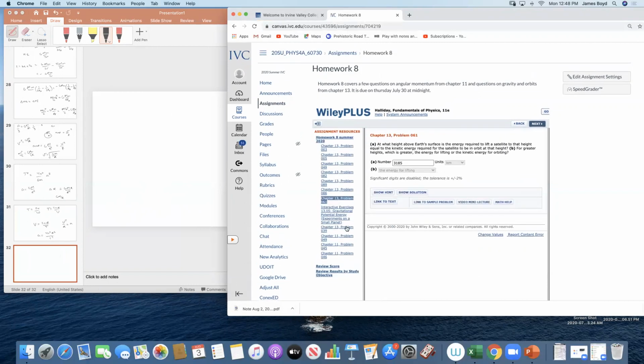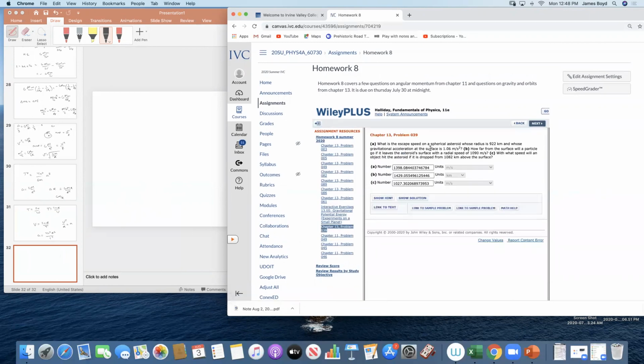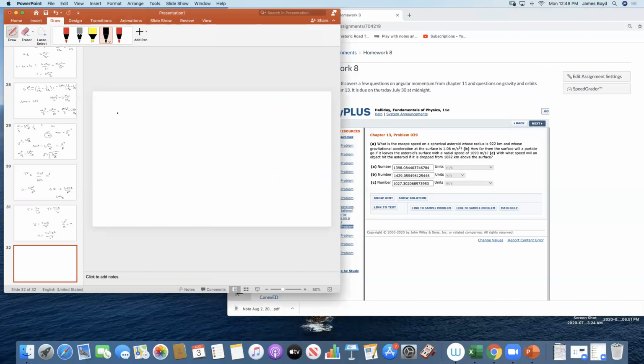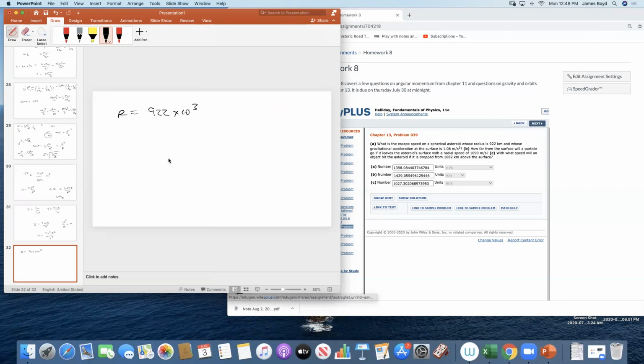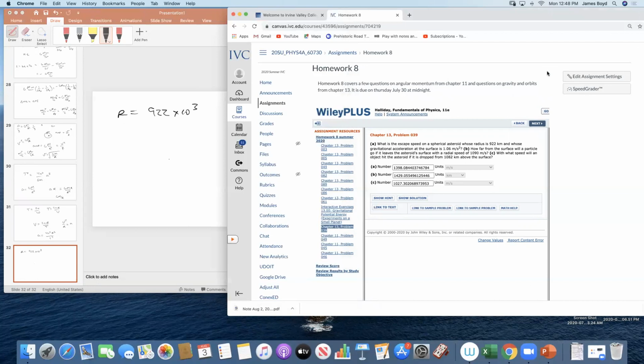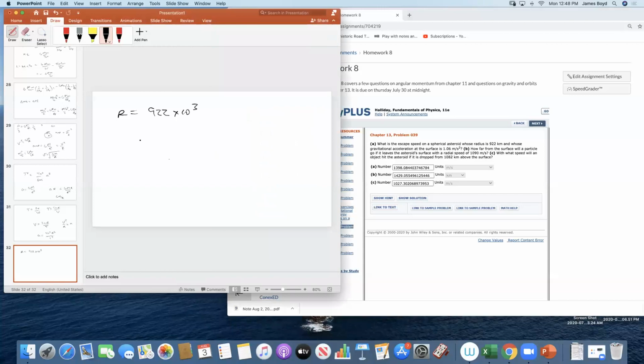It's this one, 1339. The escape speed is... the radius R is 922 times 10 to the third meters. And we're told that the acceleration, a, is 1.06 meters per second squared. So how far from the surface will the particle go if it leaves the asteroid with a radial speed of 10.9?